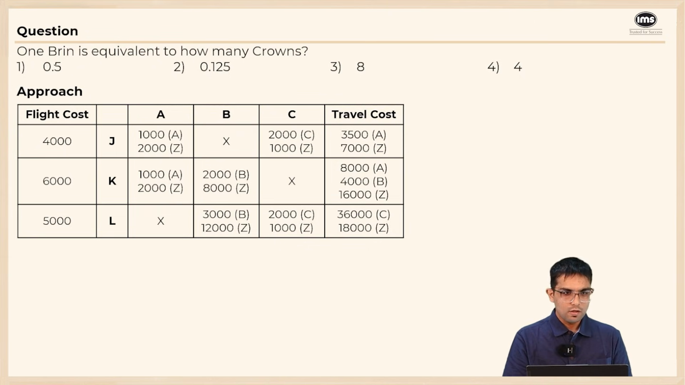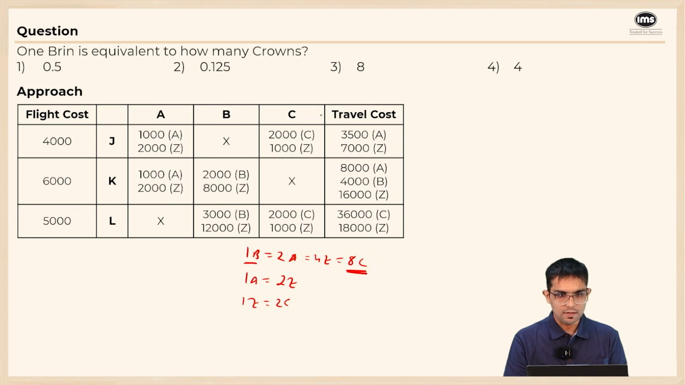The question says 1B is equivalent to how many C? So if you can understand, 1B is 2A, that's for sure. 1A is 2Z, so that means 2A is 4Z, and 1Z is 2C, so that means 4Z is 8C. So I know 1B is 8C, so 1B is how many crowns? 8. Option 3 is the correct answer.